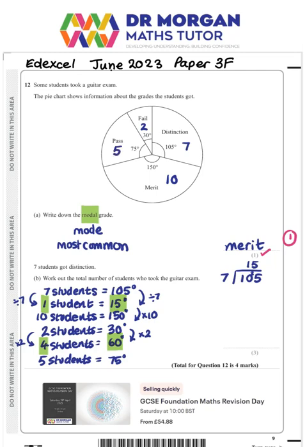So I can see that 5, 6, 7 plus 7 is 14 plus 10 is 24. In total, the number of students who took the guitar exam must have been 24.